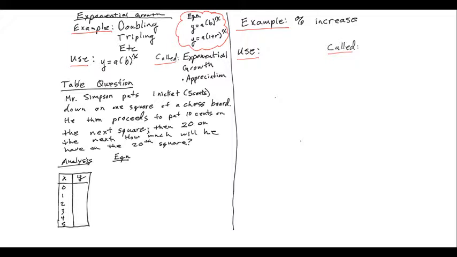This is a table question where you have to do some analysis and then you're going to have to create an equation. So, Mr. Simpson puts 1 nickel, 5 cents down on 1 square of a chessboard. He then proceeds to put 10 cents on the next square, then 20 cents on the next. Now the question is, how much will he have by the 20th square?